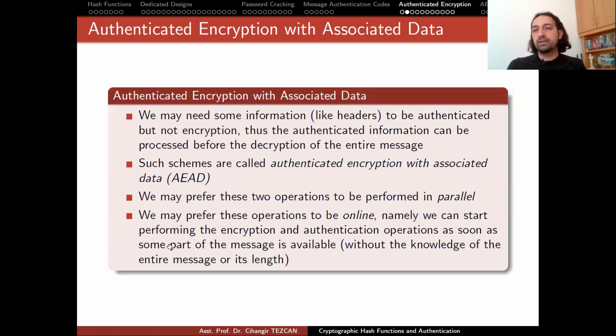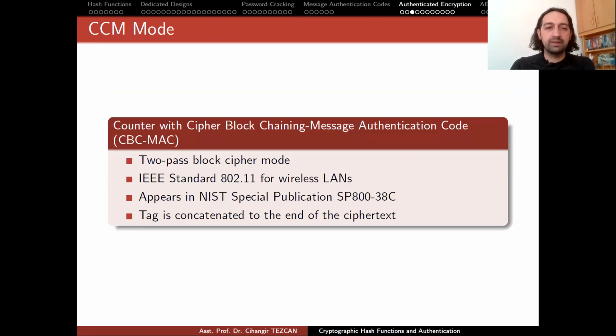These are the things that were considered during an authenticated encryption competition, which I'm going to talk about in the last slides. So let's see what people use in practice. One famous mode of operation that is an authenticated encryption mode is CCM mode. This is counter with cipher block chaining message authentication code, sometimes referred to as CBC-MAC. This is a two-pass block cipher mode.